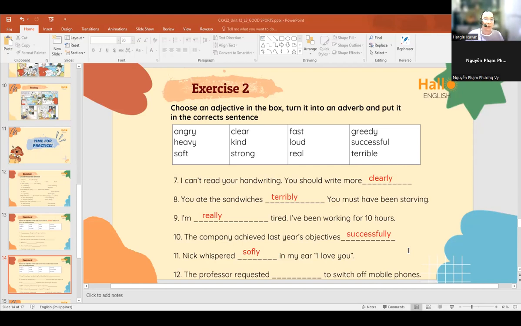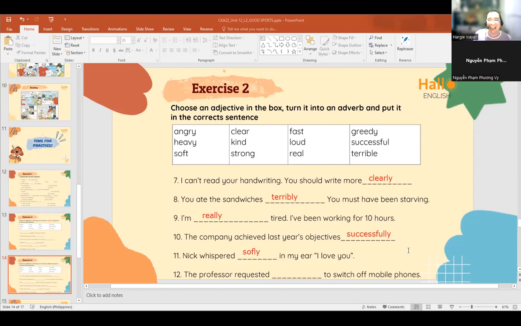Can you read number 12? The professor requested... greedily?